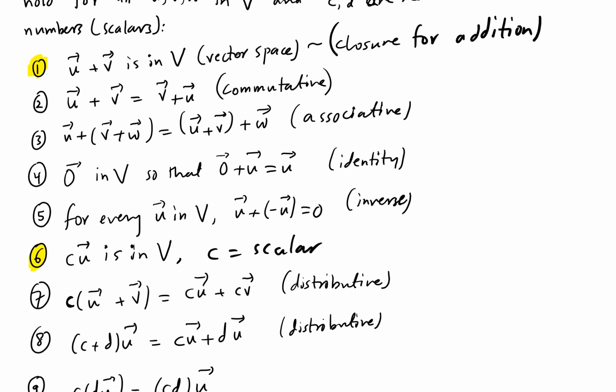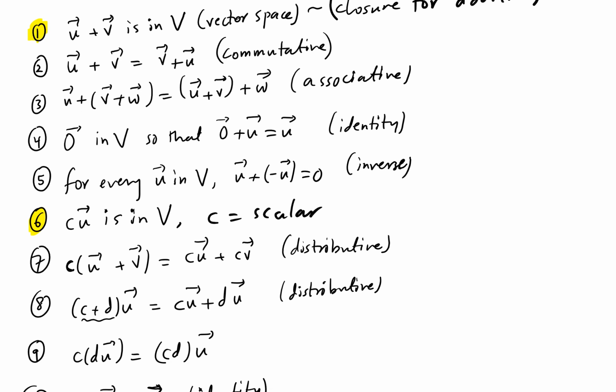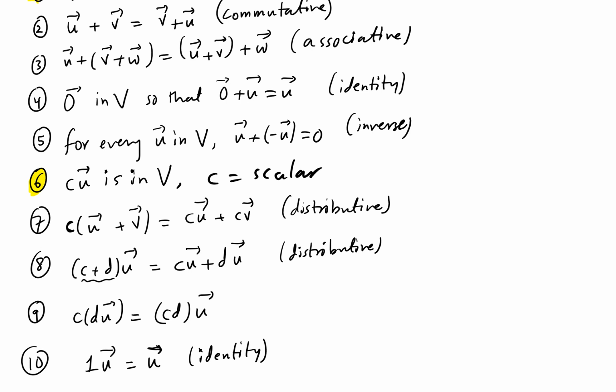The next one, number 8: if you have the sum of two scalars times u, then you get cu plus du. That's also a distributive property. If you have c times du, you can multiply c and d and then multiply the result by u. And the last one, 1 times any vector u gives you the vector itself, also identity. The other one was identity for addition; this is identity for multiplication. If one of these axioms fails to work, then we conclude that V is not a vector space.